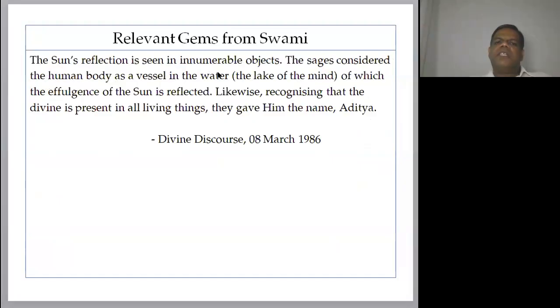The sun's reflection is seen in innumerable objects. The sages considered the human body as a vessel in the water, the lake of the mind, in which the effulgence of the sun is reflected. Likewise, recognizing that the divine is present in all living things, they gave him the name Aditya. So Aditya Kanti Anubhuti means the light of the Lord should be reflected in everything in this world: within us, in our own mind, and also on every object in this world.